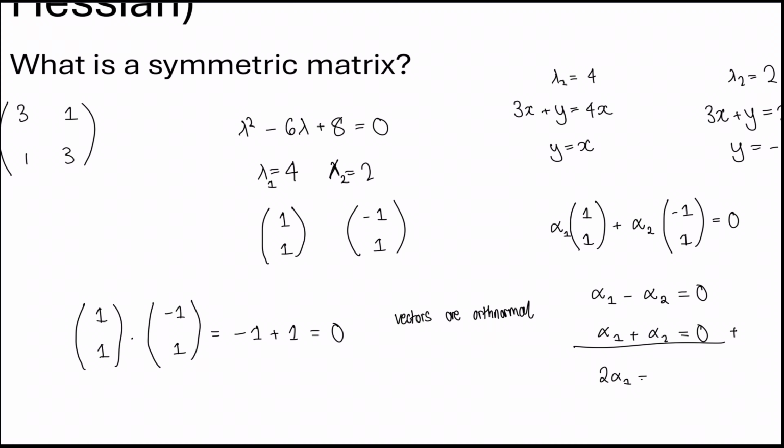If I now add these two equations, we get 2 alpha 1 is equal to 0. So alpha 1 must be equal to 0. And then if we sub this back into here, we get alpha 2 is equal to 0. Hence, because the only solution to this equation is when alpha 1 is equal to 0 and alpha 2 is equal to 0, these two are linearly independent. That is always the case. The eigenvectors for a symmetric matrix will always be linearly independent. If you're unsure on what this is, check out the video on vector spaces and linear independence.